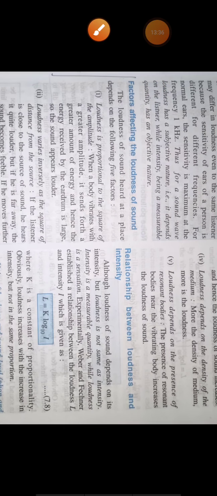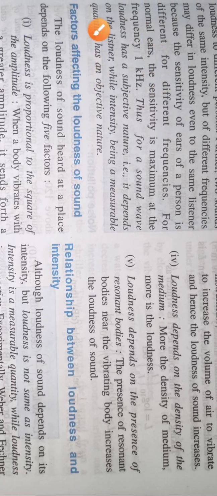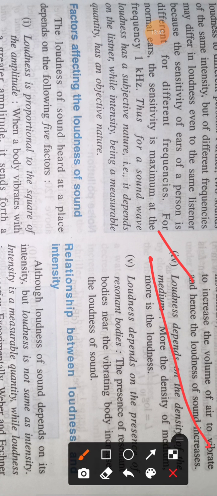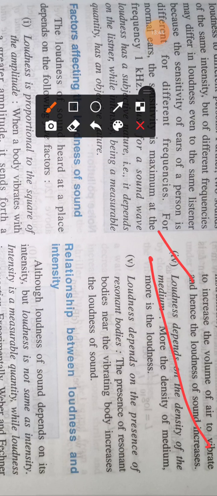Now the fourth thing is loudness depends on the density of the medium. As we increase the density, loudness also increases, and as we decrease the density, loudness also decreases. So loudness depends on the density.